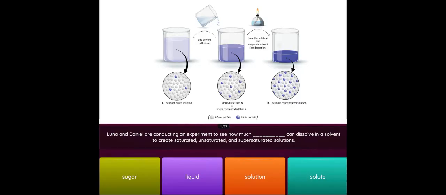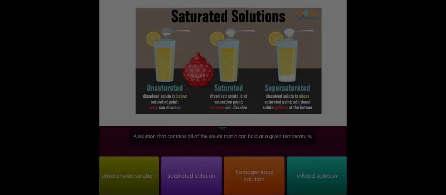Okay, Luna and Daniel are conducting an experiment to see how much they can dissolve into a solvent. Well, we put solutes into a solvent. The solute can be salt, sugar, powder, any type of mixture that we put into any type of solvent that we can put into water, to any type of solute we can put into the water.